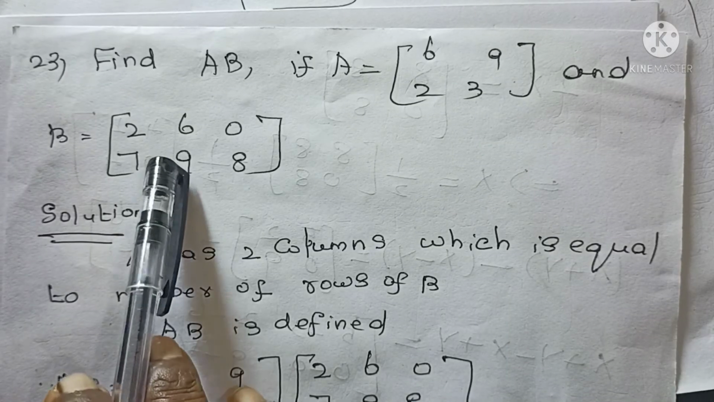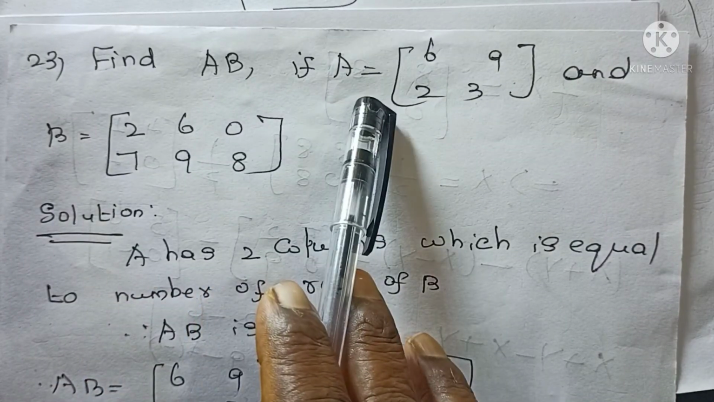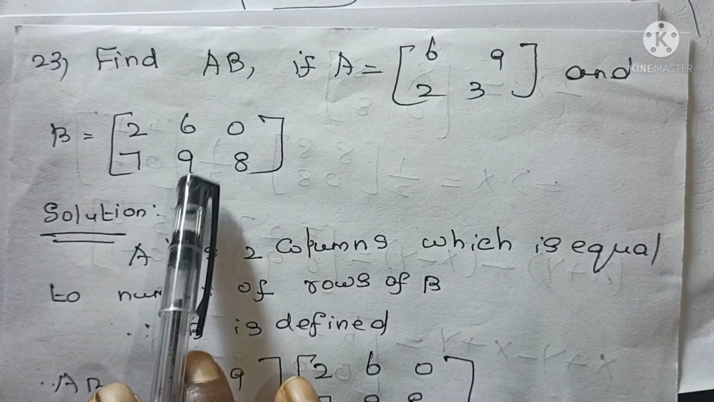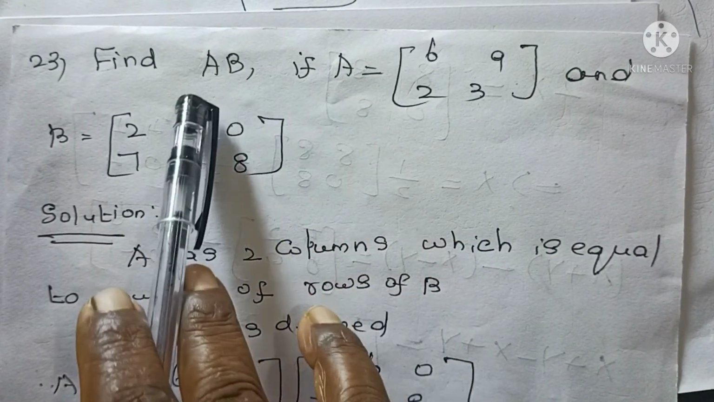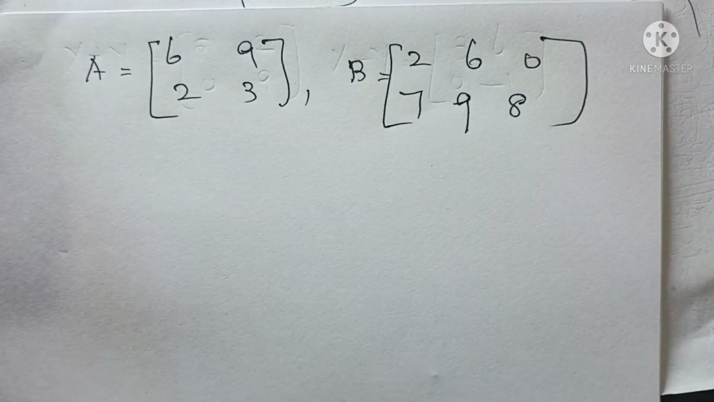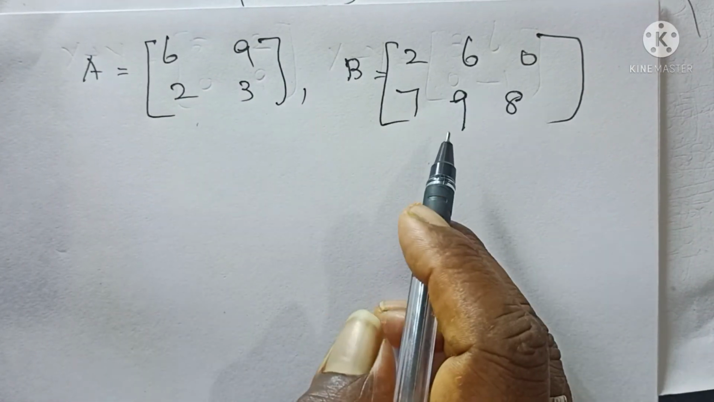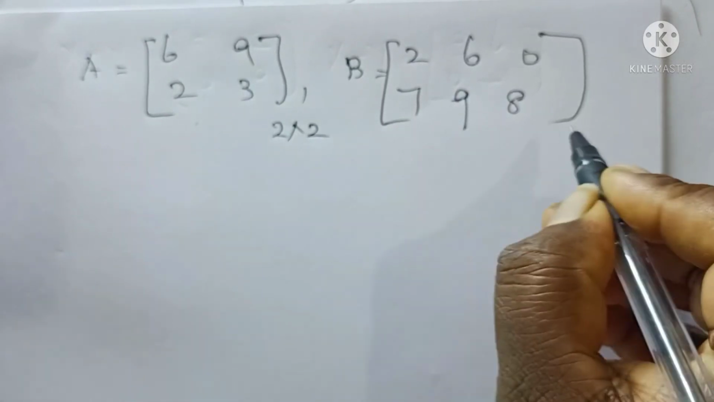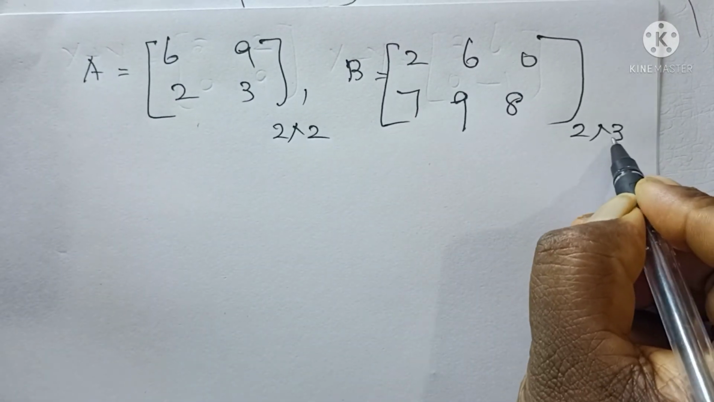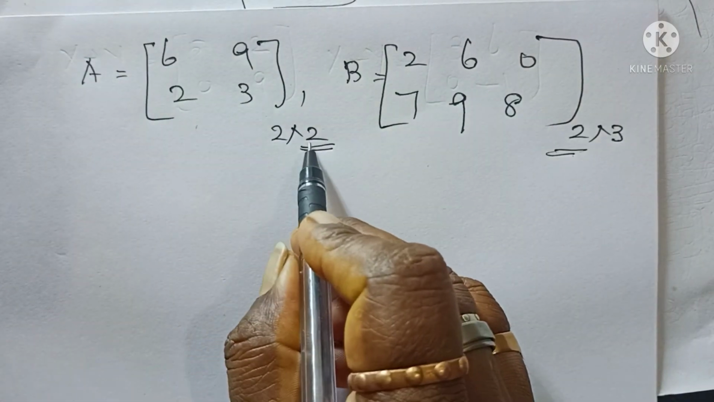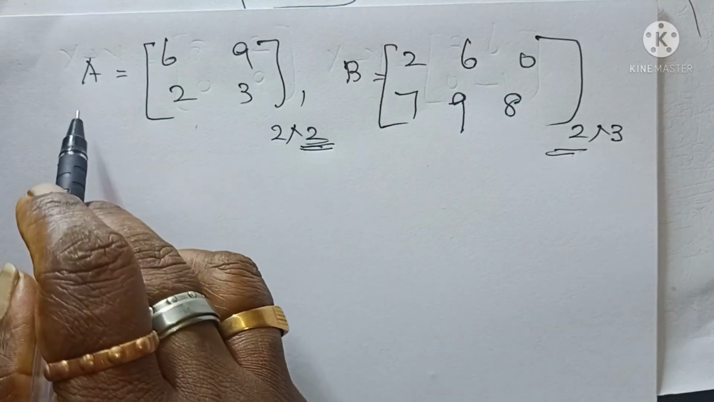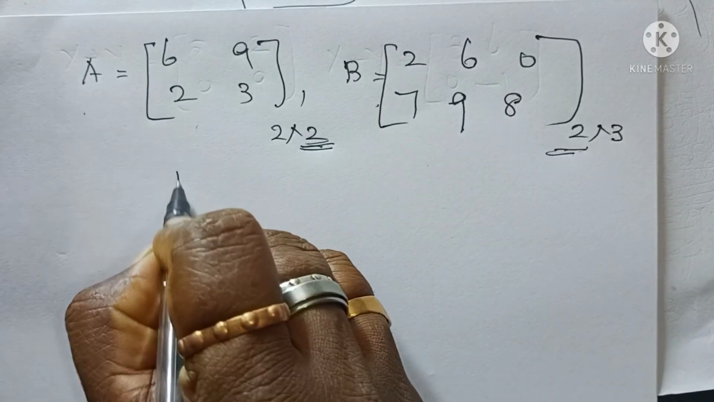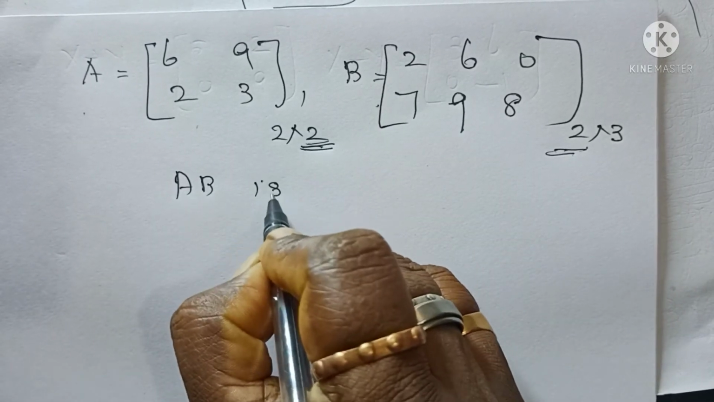Let's move on to the 23rd question. Find AB if A is equal to 6, 9, 2, 3 and B is equal to 2, 6, 0, 7, 9, 8. So we have to find AB. So this is A and this is B. The order of A is 2 by 2. The order of B is 2 by 3. If the number of columns of A is equal to the number of rows in B, we can find AB. AB is defined.